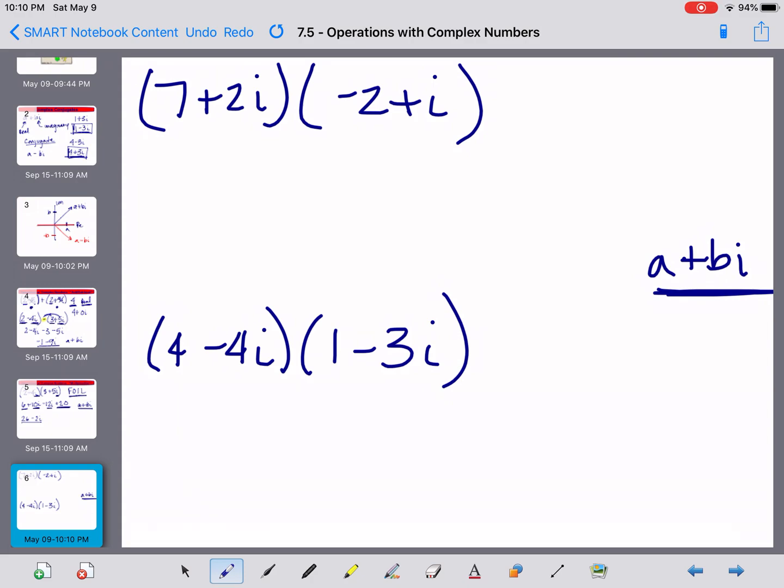Pause the video. Come on back, and we'll get these going. Okay, so let's go ahead and give this a shot. So let's distribute, let's FOIL, however you want to think about it.